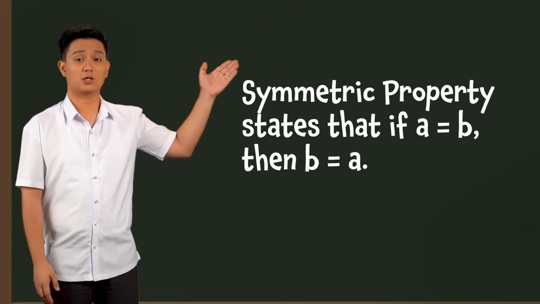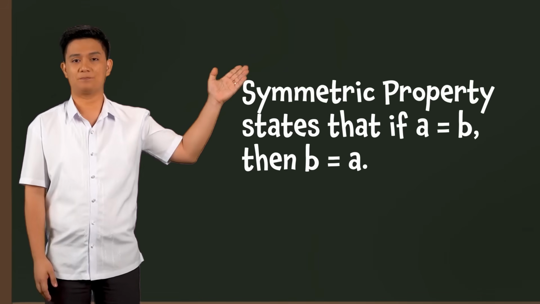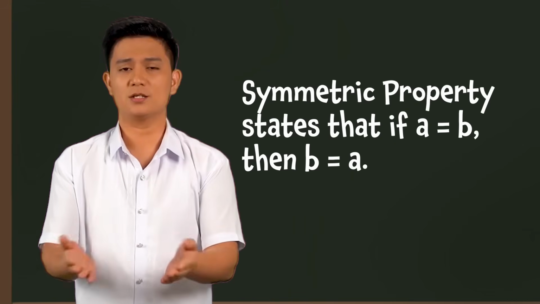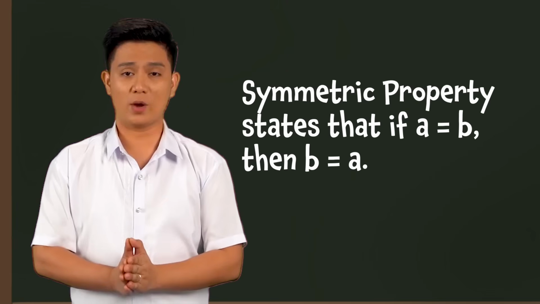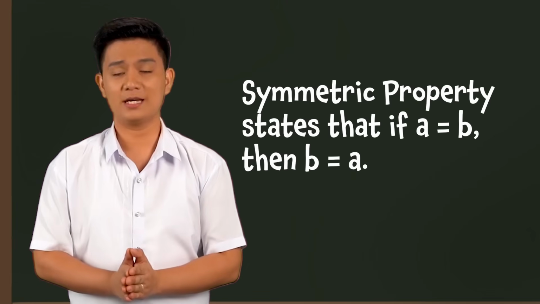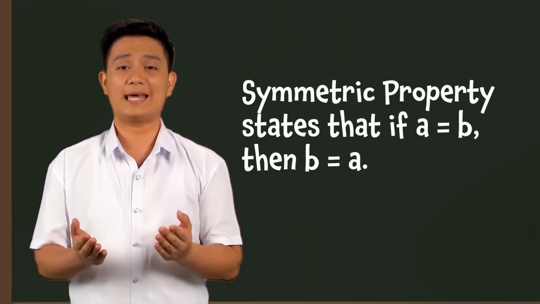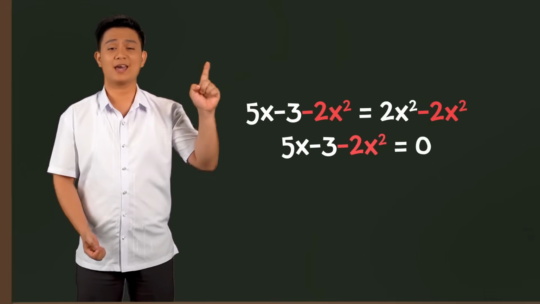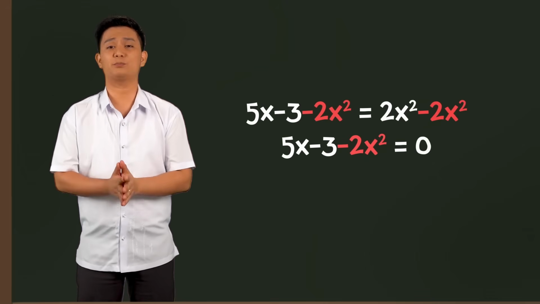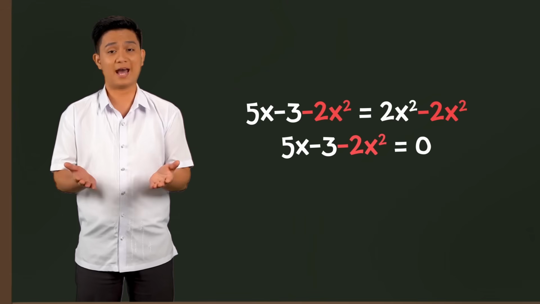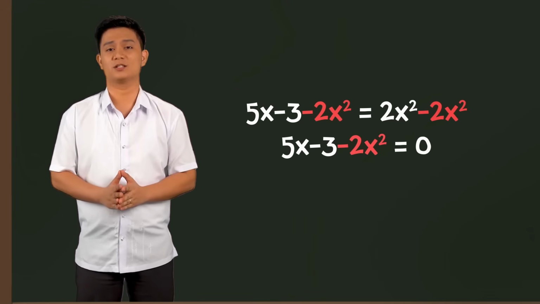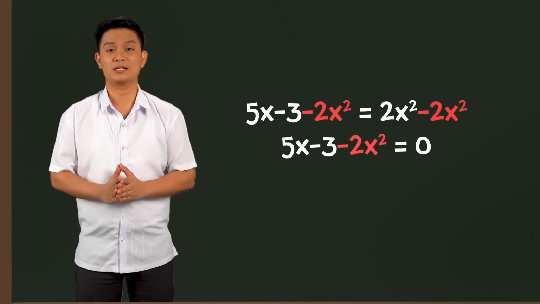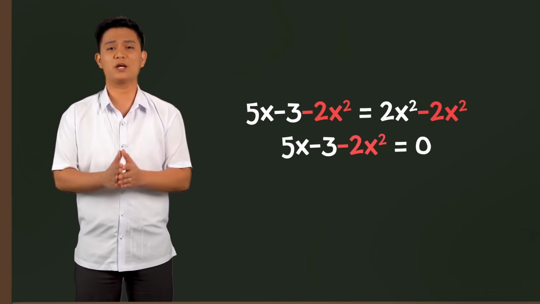Case 1. Considering symmetric property. Say for instance, we are to write the equation 5x minus 3 equals 2x squared in standard form. One way to do it is to apply the subtraction property of equality, so that the left side of the equation contains the quadratic term and the right side is just 0. Then, we arrange the terms in descending powers.